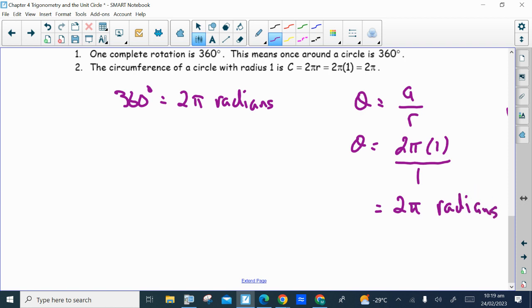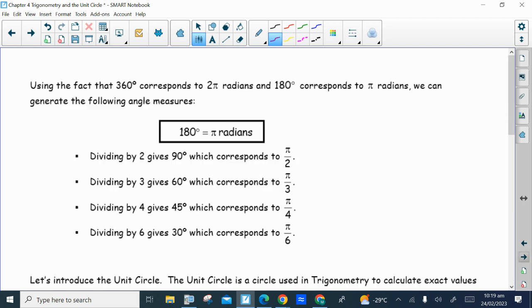If you're talking about degrees, 1 rotation is 360 degrees, and now we see that we're talking about radians. 1 rotation is 2 pi radians. So 360 degrees is the same as 2 pi radians. 1 revolution around the circle would be 2 pi radians. So on the next page, again, we know that 360 degrees corresponds to 2 pi radians.